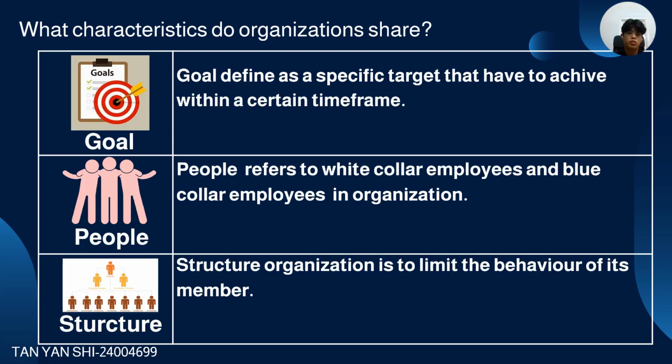Next, what other characteristics do organizations share? Organizations share three main characteristics, which are goal, people, and structure. Goals are defined as specific targets that have to be achieved within a certain time frame, normally set by the management to ensure the organization moves towards growth, innovation, and improvement that align with the vision and mission.